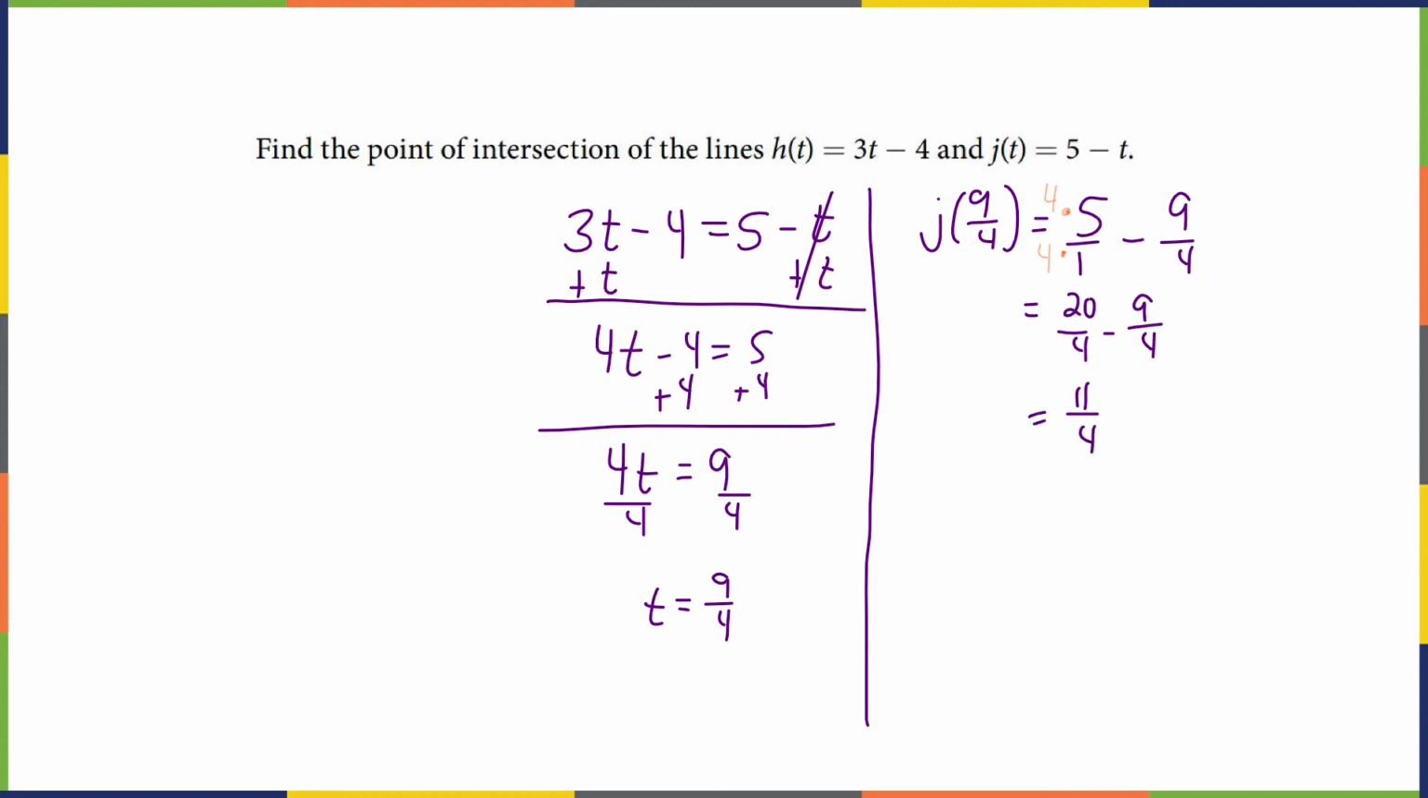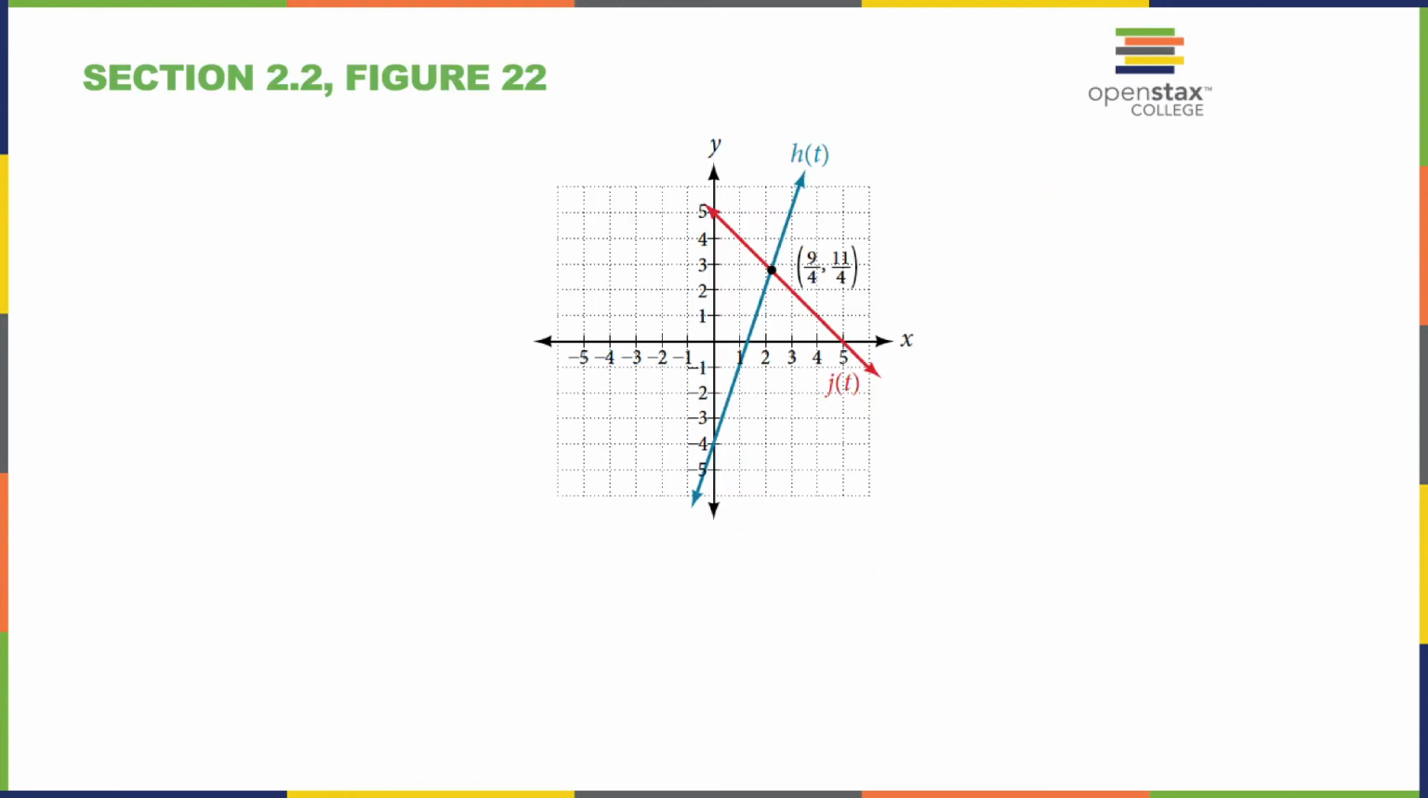So now I can see that my point of intersection is 9/4, 11/4. And lo and behold, if you were to look at the graph, you would see that that's the point of intersection. However, it is not in your best interest to graph these two and then try to find the intersection without doing it algebraically, because it would be very difficult to confirm 9/4, 11/4 simply by the visual. So remember, this is definitely one of those ones where you want to use algebra to help you solve.